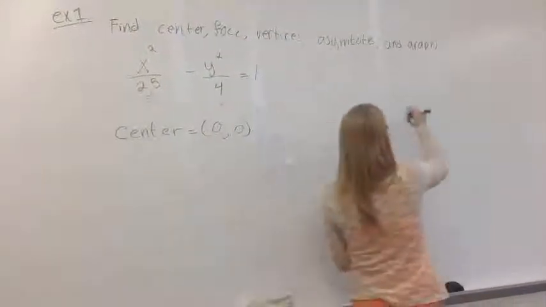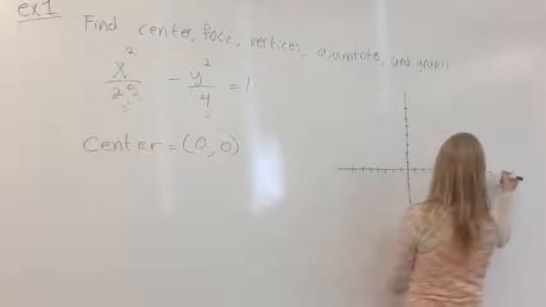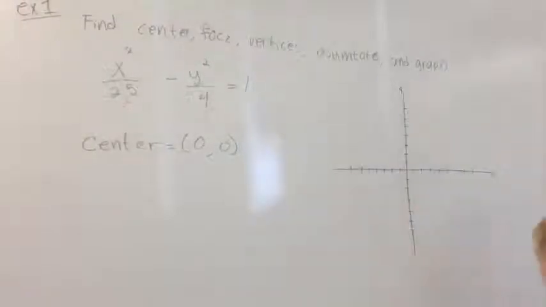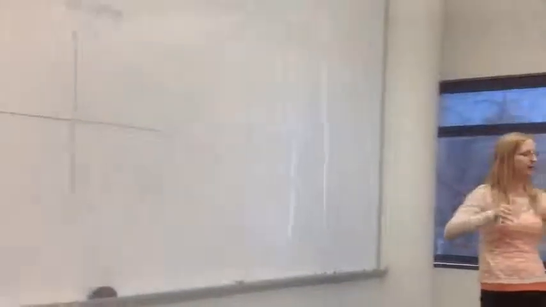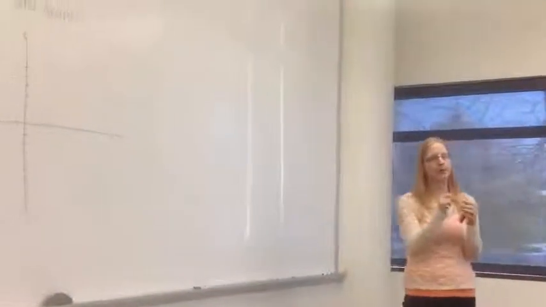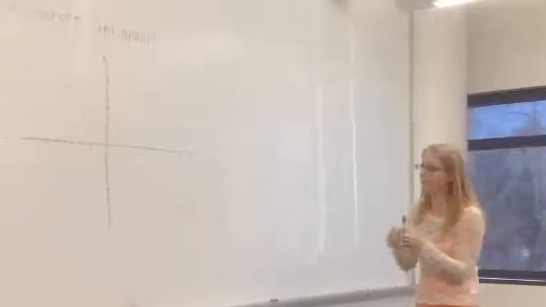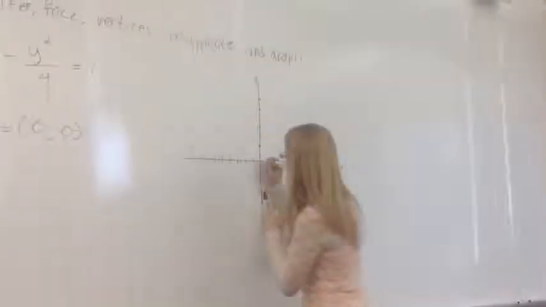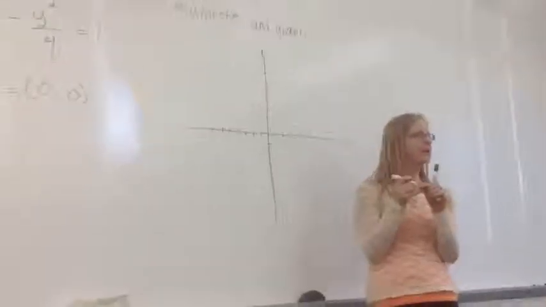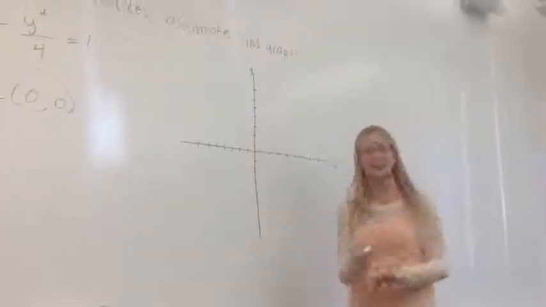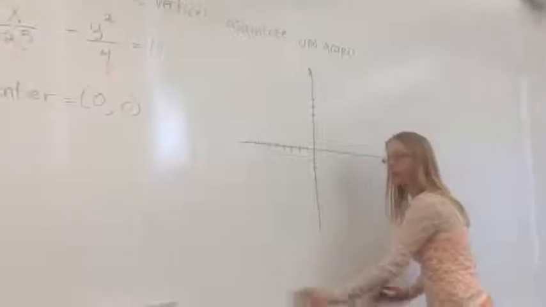Okay, so I'm also going to need to find some vertices, foci, asymptotes, graph. Let's graph it first. Okay, so when you graph this, bear with me, this is the trick on how you graph every hyperbola. First thing you plot is what? Center. What's my center? 0, 0, right?